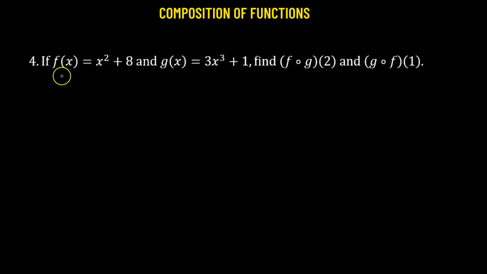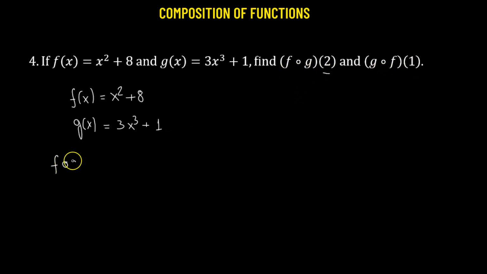So we have the function f of x given by x squared plus 8, and g of x given by 3x cubed plus 1. We need to find out f of g of 2 and g of f of 1. So let's begin with f of g. We'll find f of g of x first. Then we'll substitute the value of x with 2 at the end.